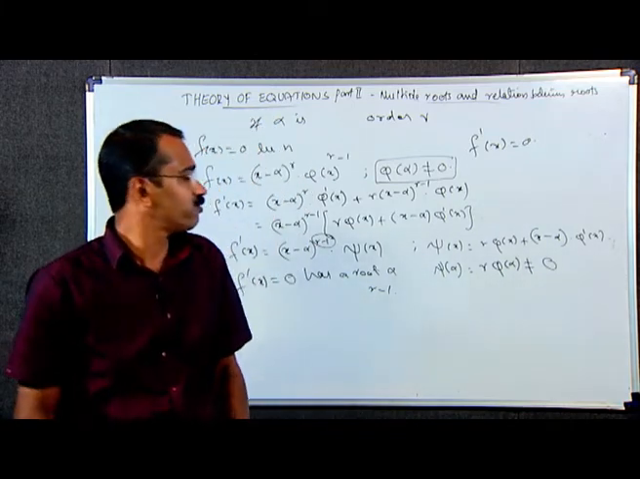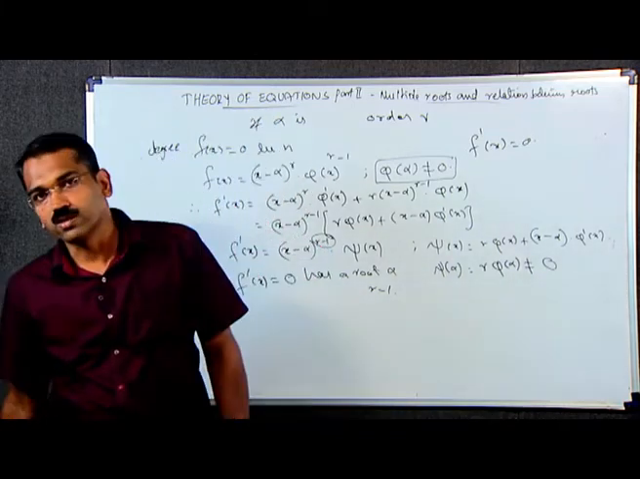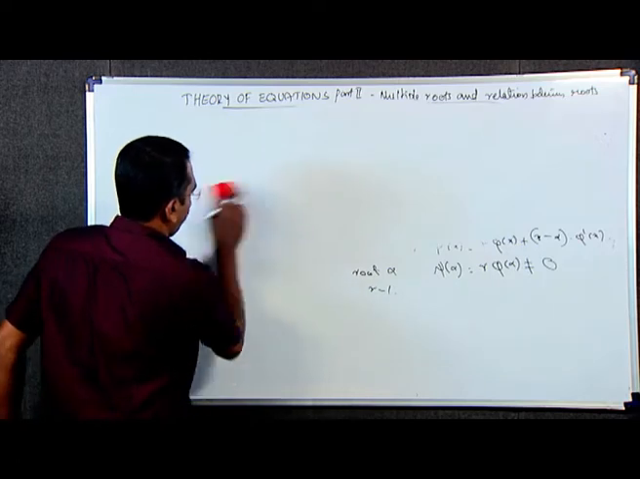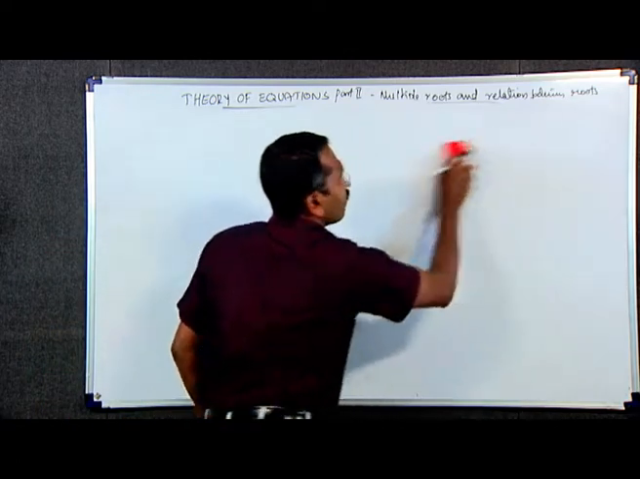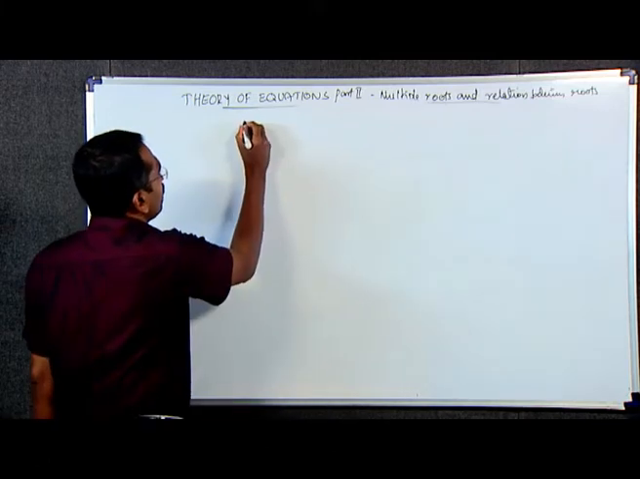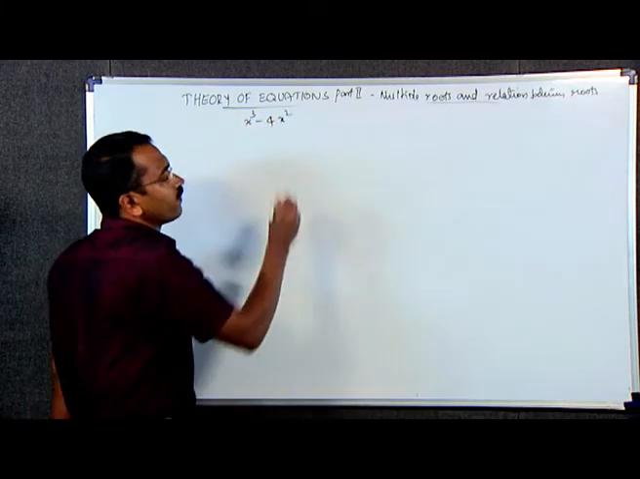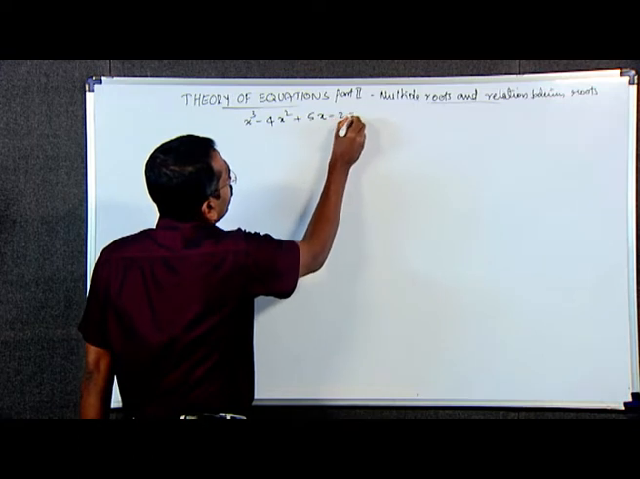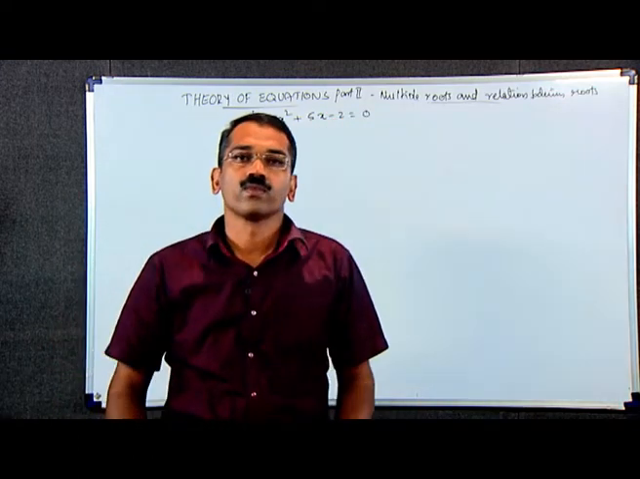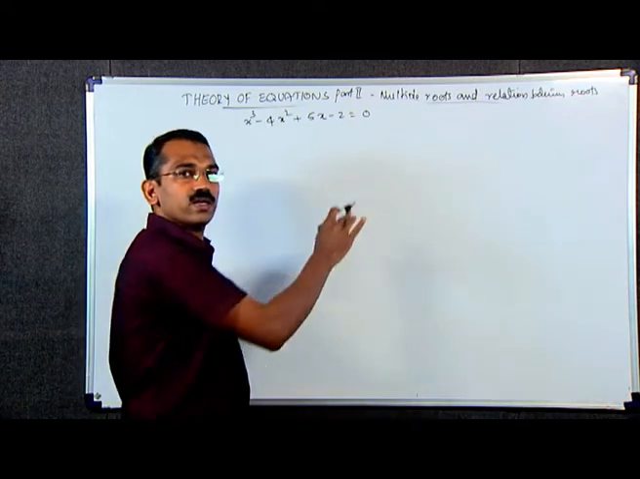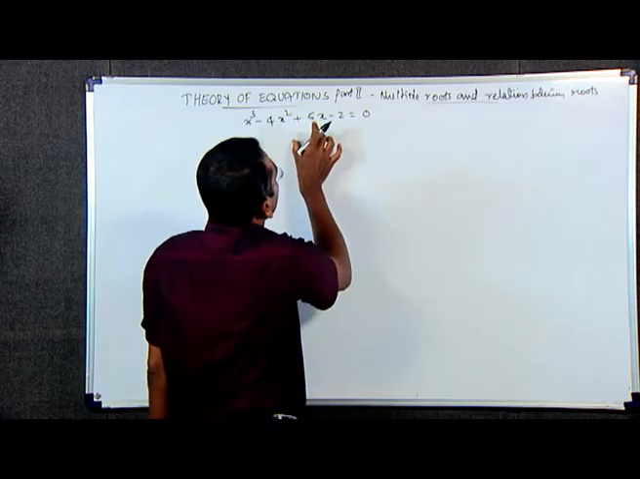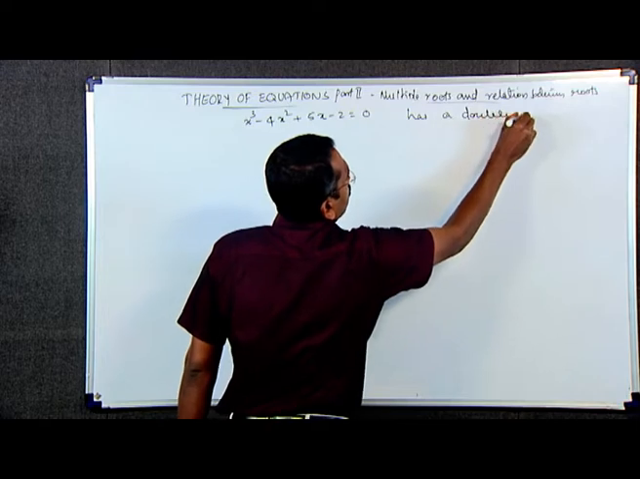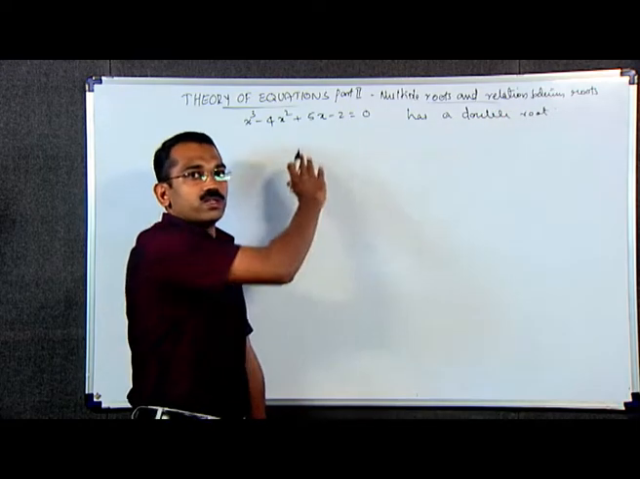This is the proof. Now, consider the equation x cube minus 4x square plus 5x minus 2 is equal to 0. Given that this equation has a double root, this is the given equation which has a double root, then solve this equation.